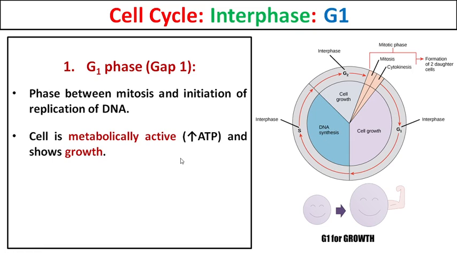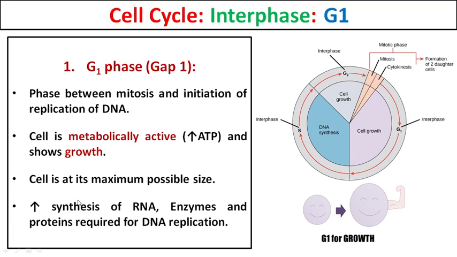Here, the cell is metabolically active. It is producing a lot of ATP, utilizing a lot of nutrients, and this ATP will be used for anabolic reactions, that is growth. The cell will increase to its maximum possible size in G1 phase, fine.